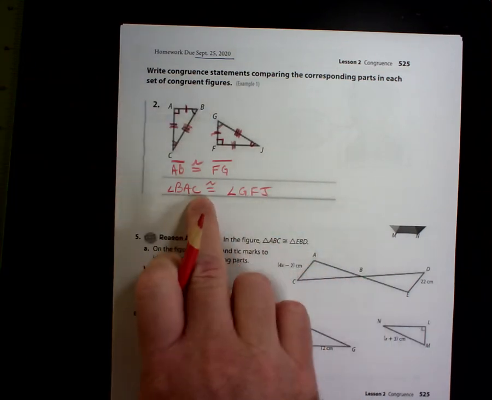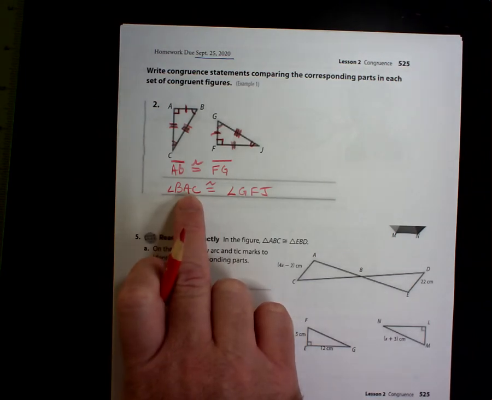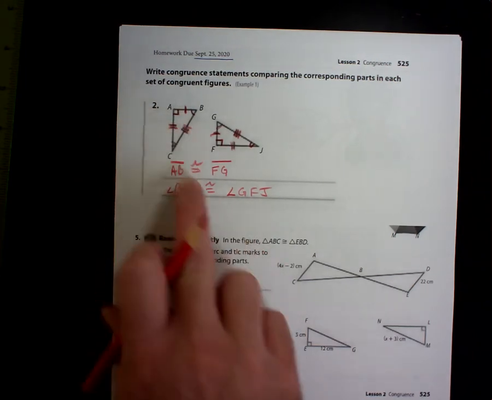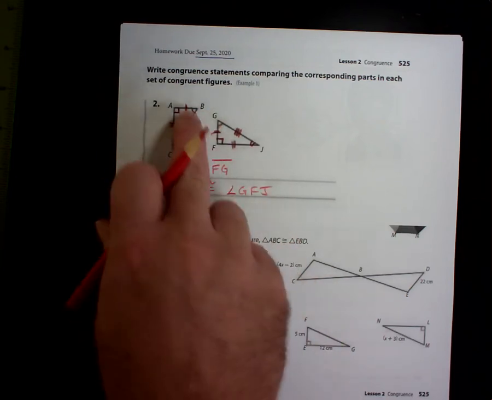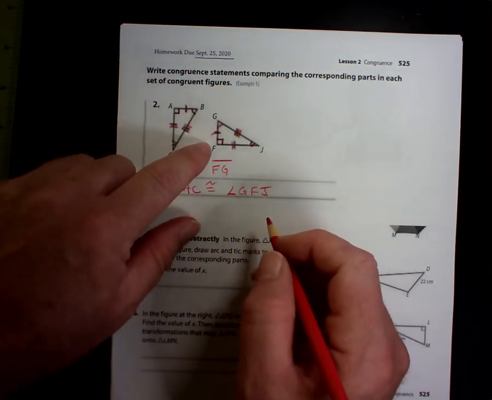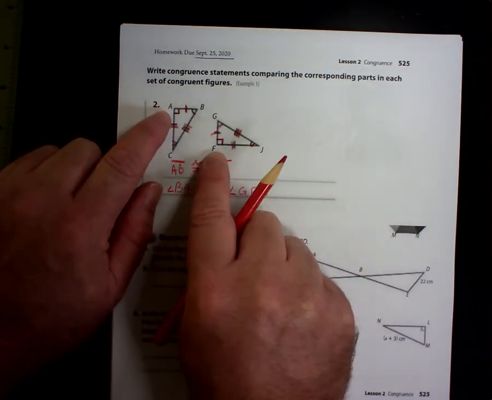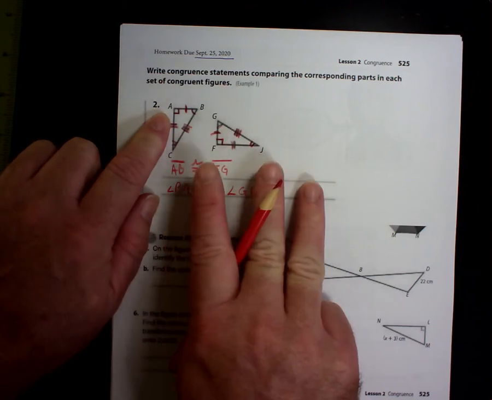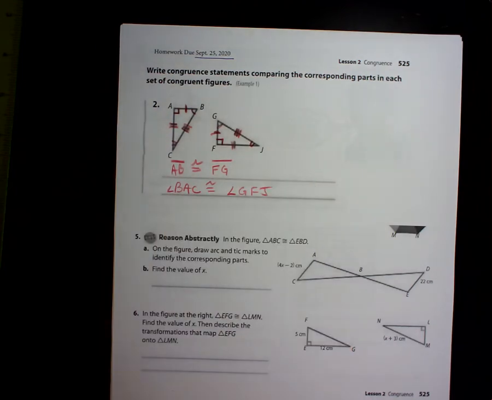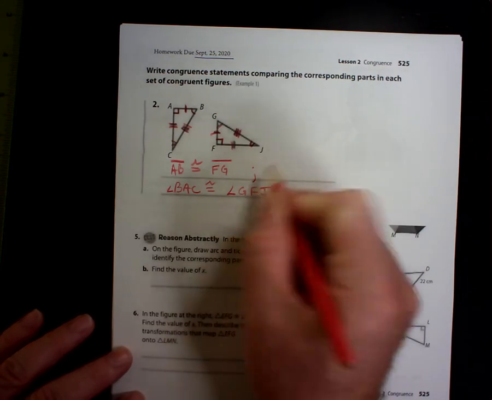You have to use three letters, with the middle letter being the angle that's formed. Don't call this angle A and that angle F. You need to use three letters. You do the same thing three times.